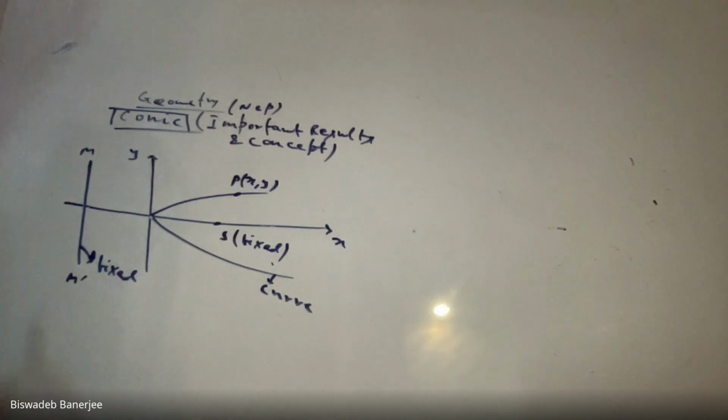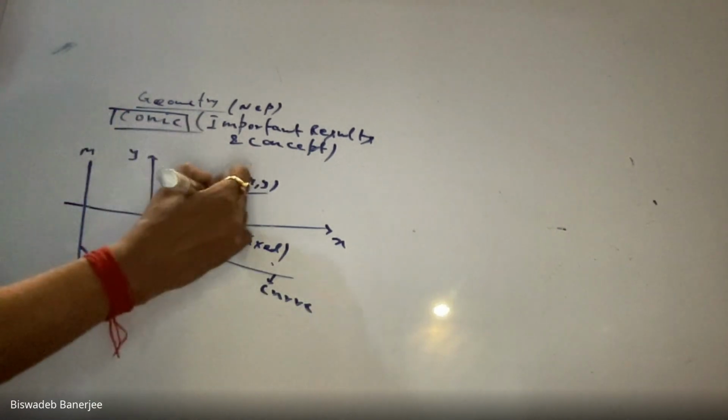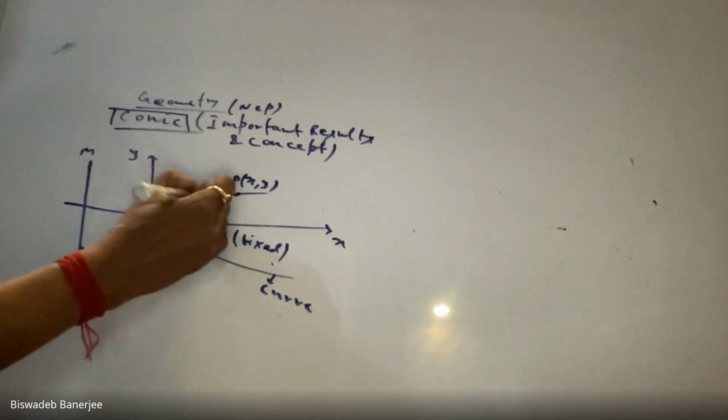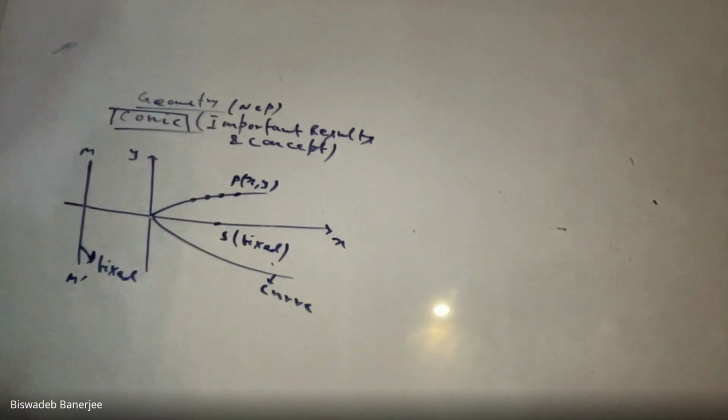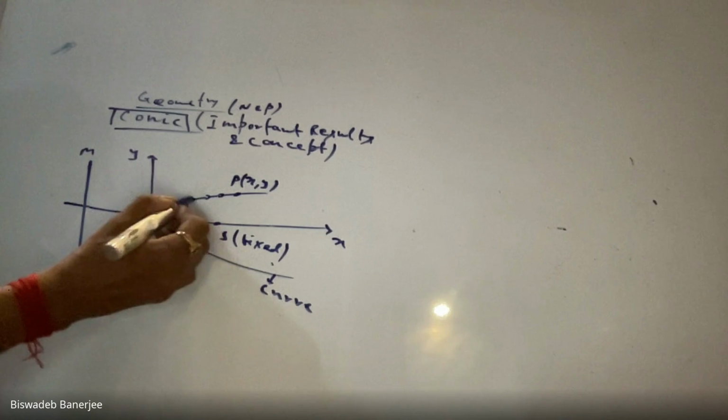So which one is moving? That means which one is not fixed? The moving point is P. The point P can move. The point P can be here, here, and so on. In this way, this point P can be moved. This point P can be here, here, here, here.